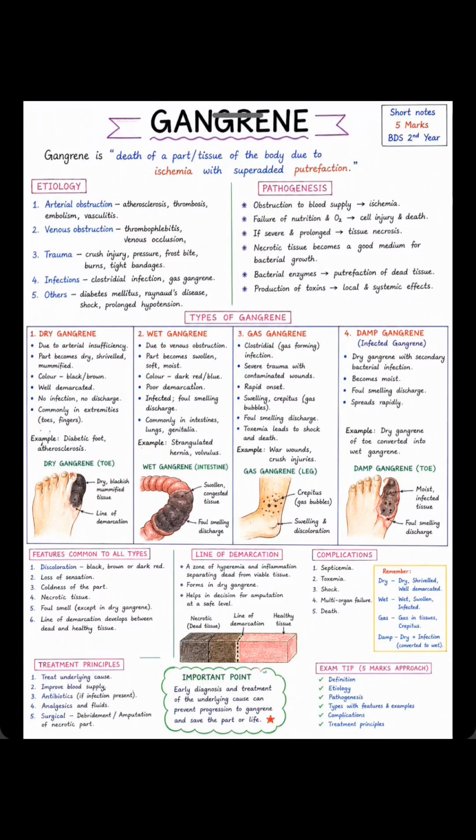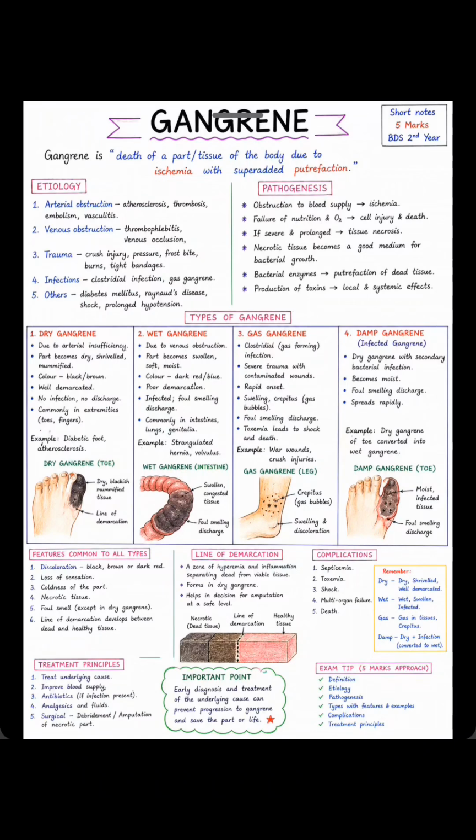And what causes it? Arterial obstruction like atherosclerosis or thrombosis, venous obstruction, thrombophlebitis, venous occlusion, trauma, infection, and diabetes mellitus, Raynaud disease, shock, prolonged hypotension. These are the etiology. Then comes the four major types.